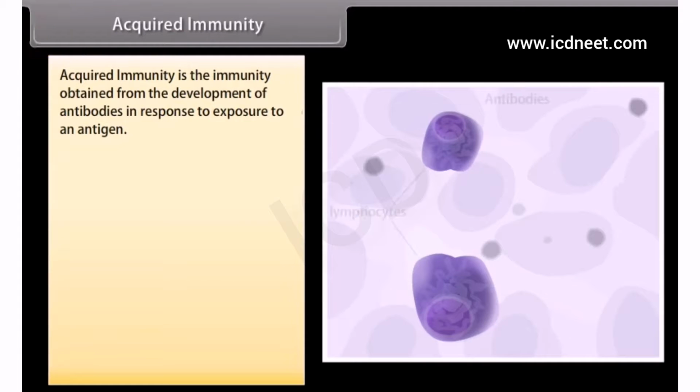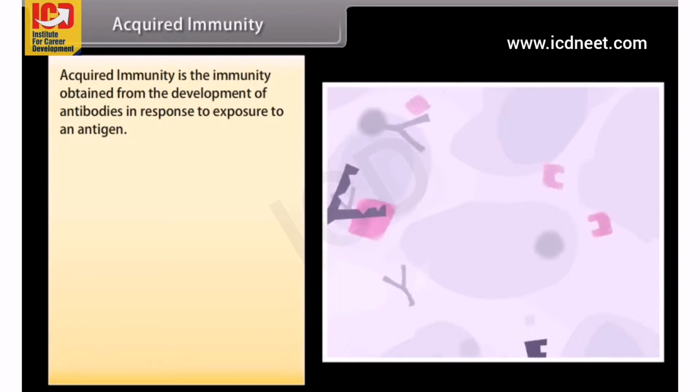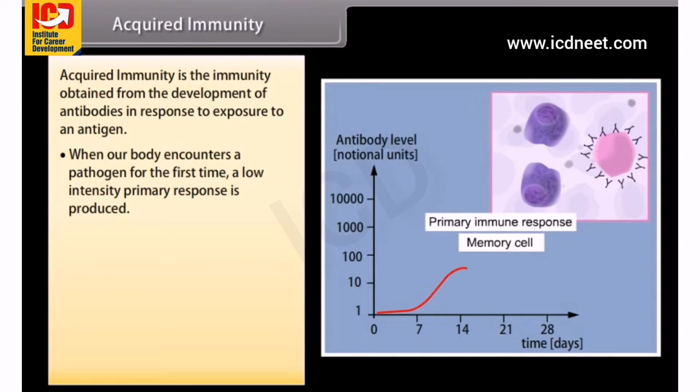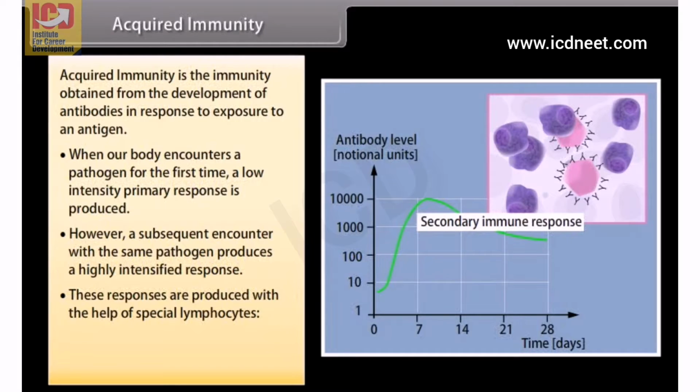Acquired immunity. Acquired immunity is the immunity obtained from the development of antibodies in response to exposure to an antigen. When our body encounters a pathogen for the first time, a low-intensity primary response is produced. However, a subsequent encounter with the same pathogen produces a highly intensified response. These responses are produced with the help of special lymphocytes: B lymphocytes, T lymphocytes.